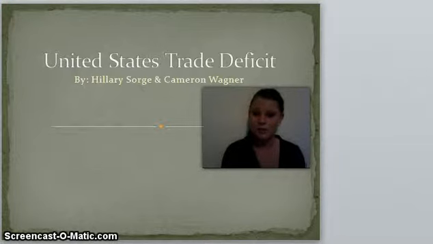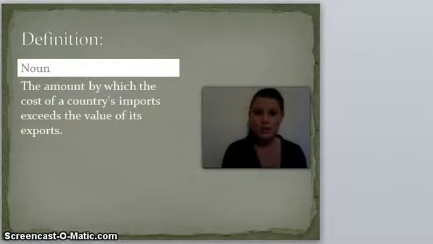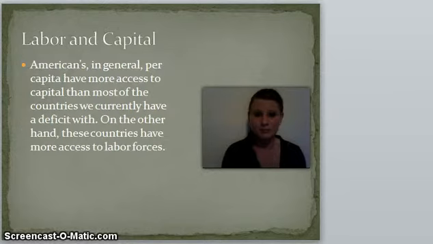with Cameron Wagner. The definition of a trade deficit is the amount by which the cost of a country's imports exceeds the value of its exports. Simply, right now we're importing more than we are exporting.